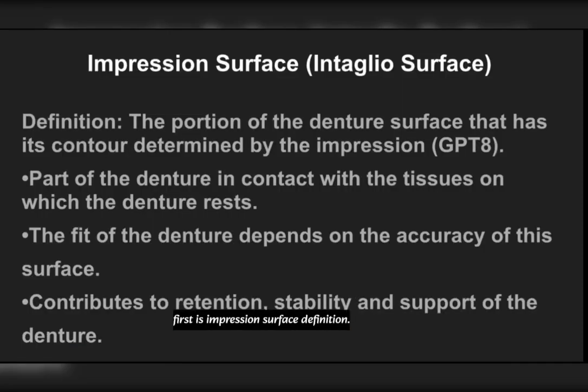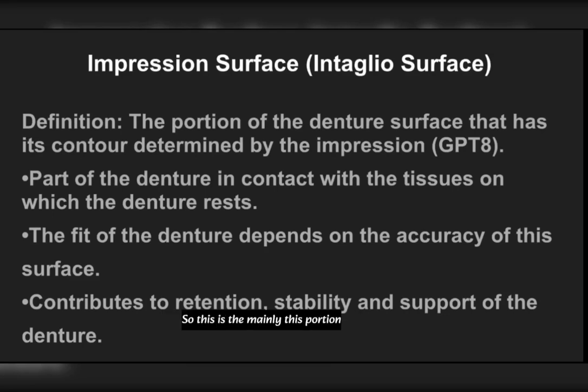Okay, so first is the impression surface. The definition: the portion of the denture surface that has its contour determined by the impression. It is the part of the denture in contact with the tissues on which the denture rests. The fit of the denture depends on the accuracy of this surface, which contributes to the retention, stability and support of the denture.